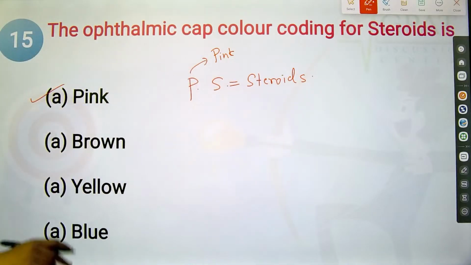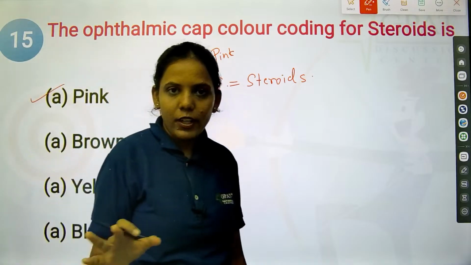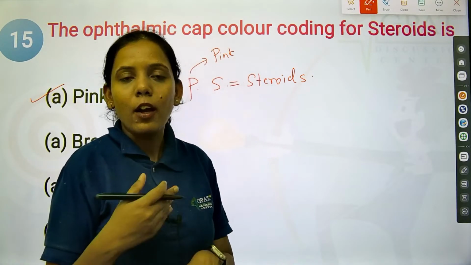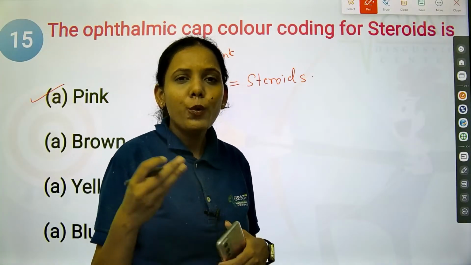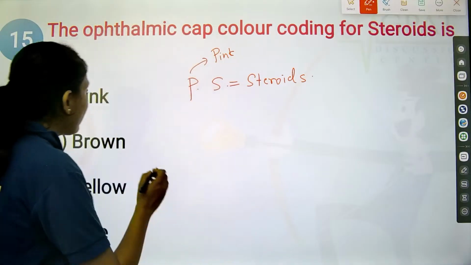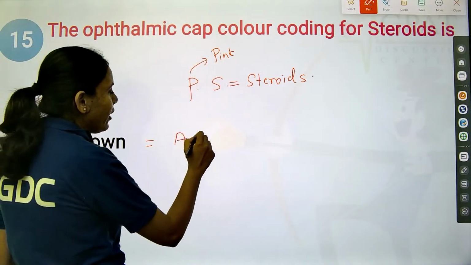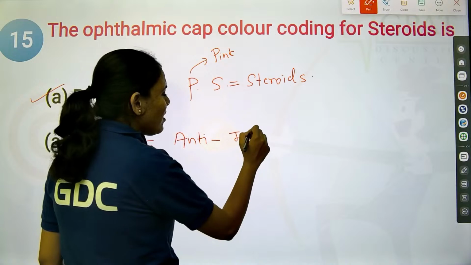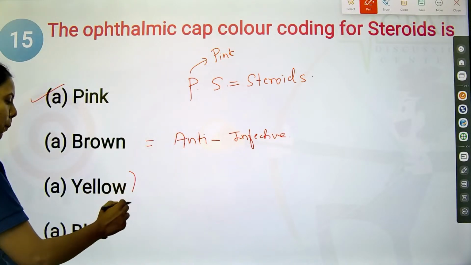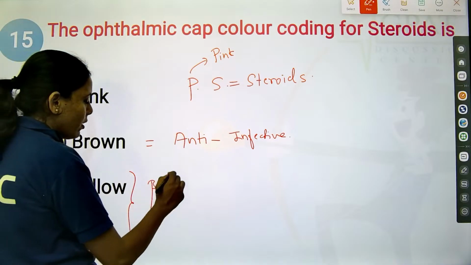Brown. Now whenever you get any kind of infection, when your wound is healing, what color you will get? You get kind of brown color, right? When your wound is getting healed. So brown is for the anti-infective. This is just the trick that you can remember. Anti-infective. Okay. Yellow and blue both are there for the beta blockers.